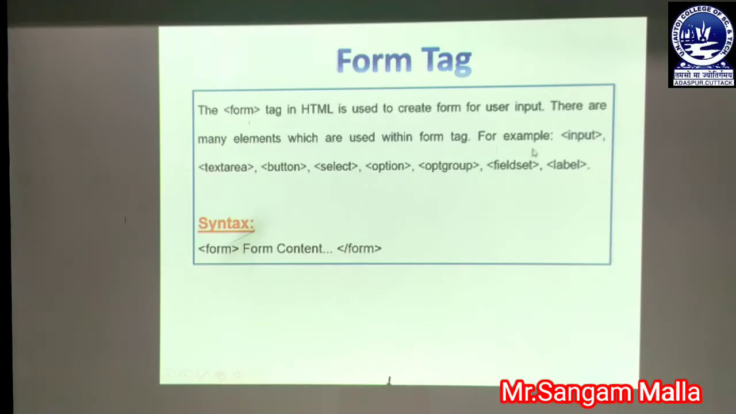The elements that are required to be used with the form tag are input, textarea, button, select, option, optgroup, fieldset, label, and many more. These are some of the elements that are combined with the form tag in HTML in order to complete the form to take the input from the user. This is the general syntax of a form tag. Form is a container tag, that means it has a start tag and an end tag. All the contents of the form will be contained under the form tag.